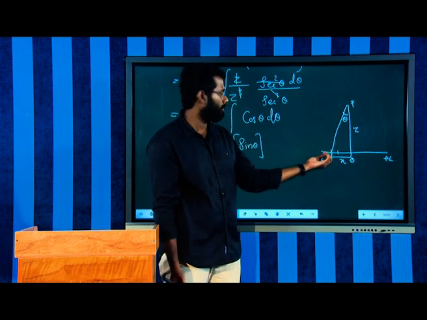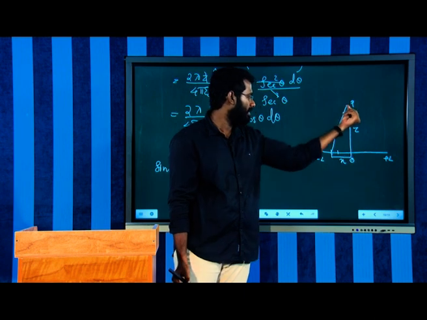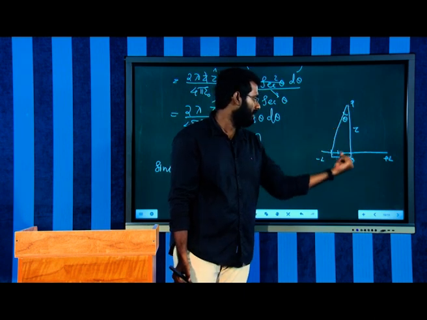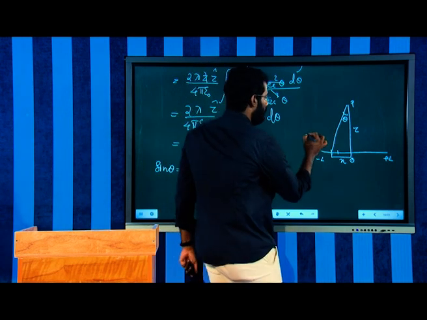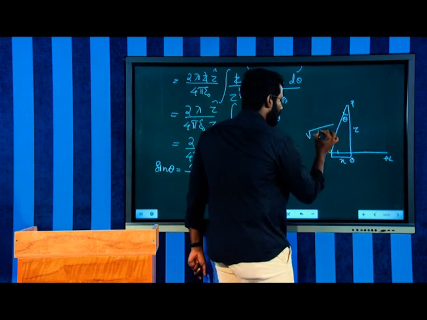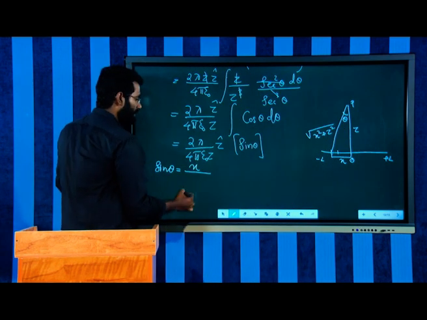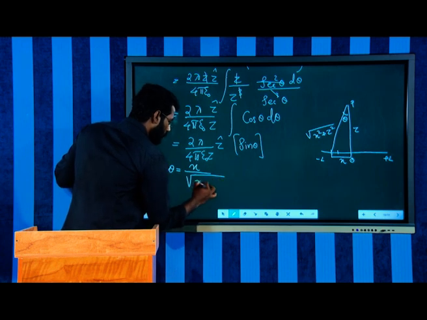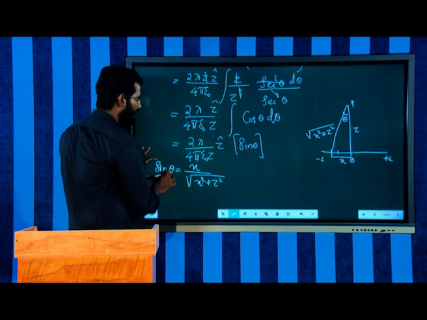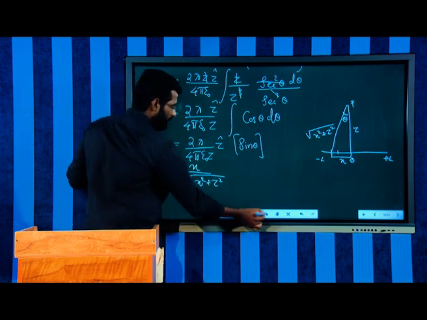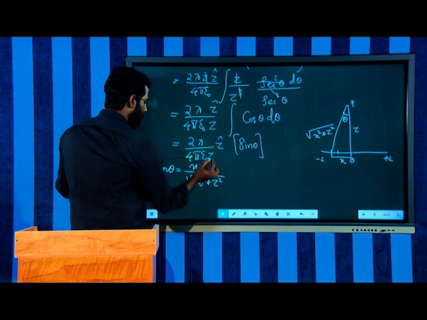What is the hypotenuse of this right angle triangle? We know that one of the sides is x, the other side is z, that is base and height are x and z respectively. Then its hypotenuse is equal to root of x square plus z square from the Pythagoras theorem. So we can put that there, that is root of x square plus z square. So this can be substituted instead of this sin theta.